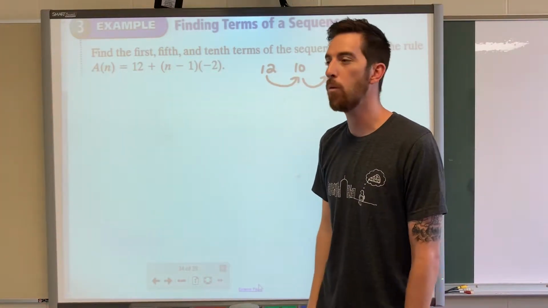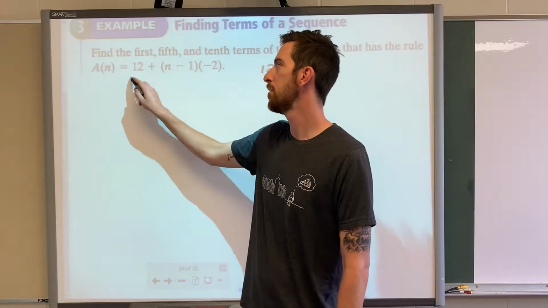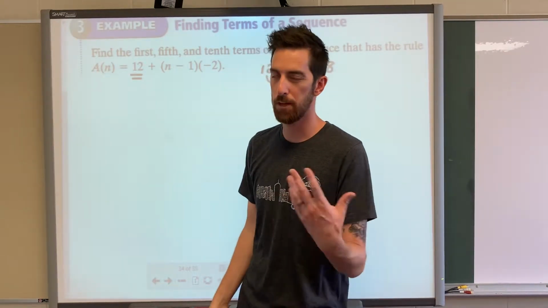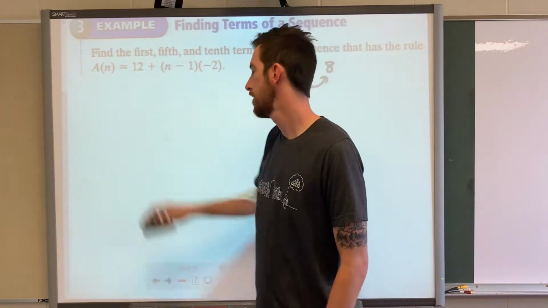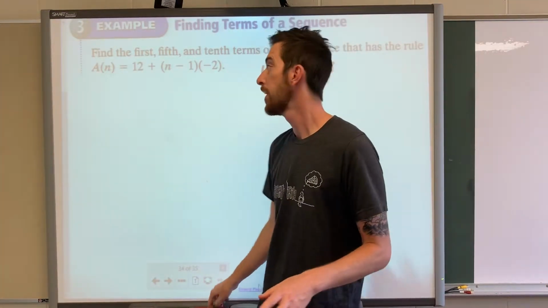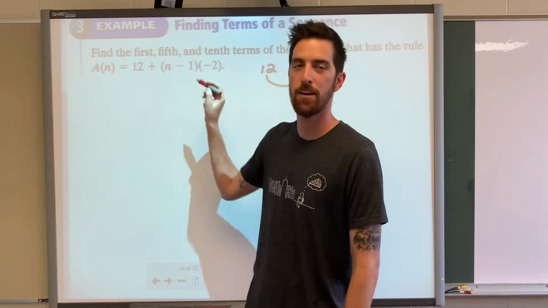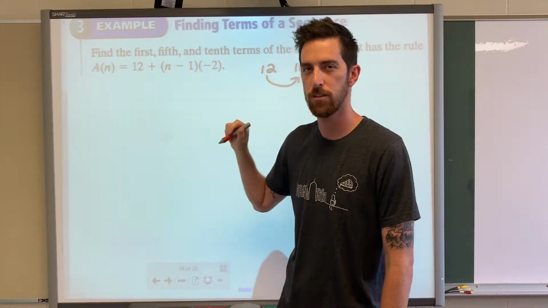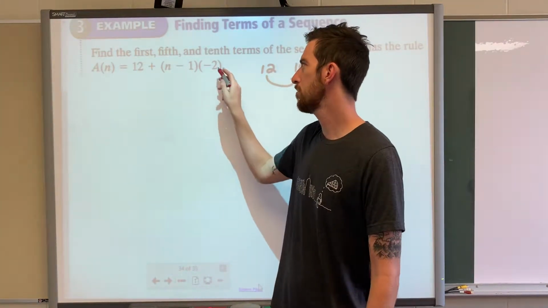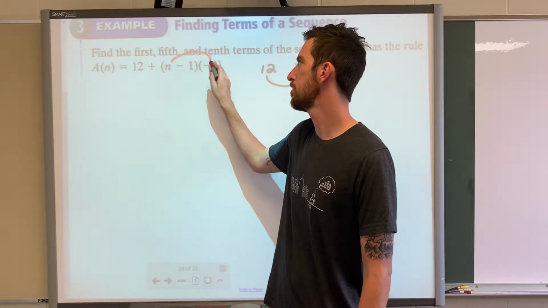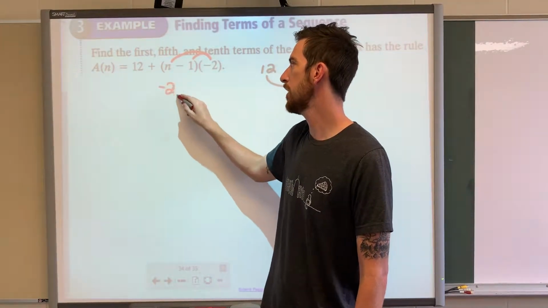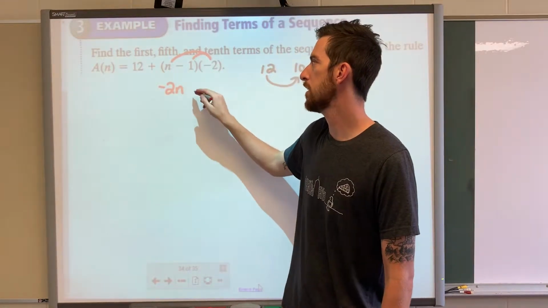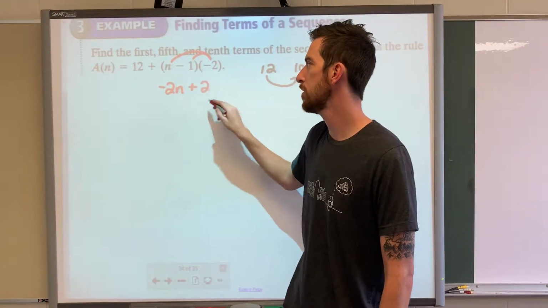Now the nice thing about 1, the first term, it's right there. But let's pretend like we don't know that. Here's what I'd recommend. I would recommend you simplify the right side of the equation first. Now what does that look like? Well, we can distribute this negative 2. Negative 2 times n is negative 2n. Negative 2 times negative 1 is positive 2.